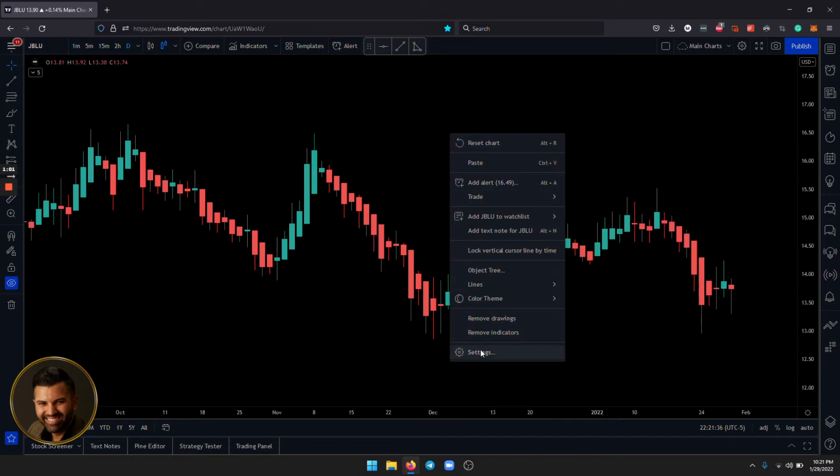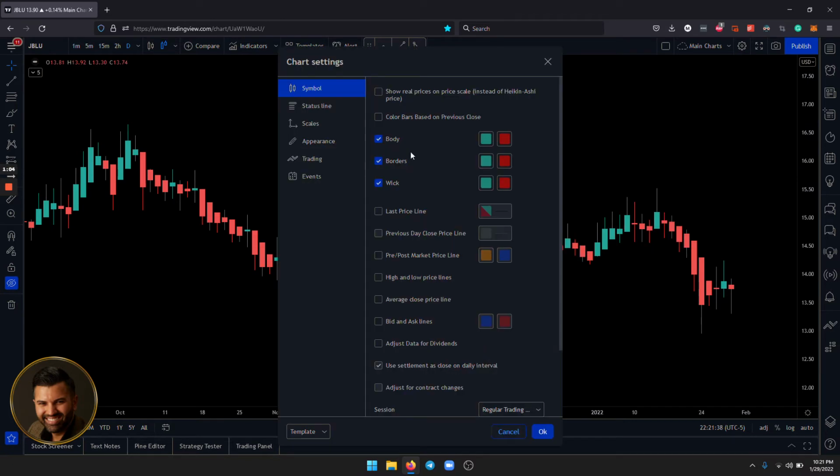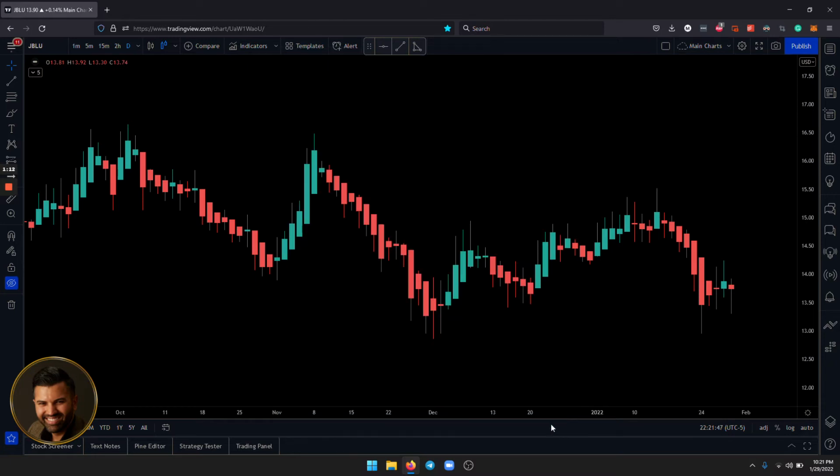Right click. I'm on TradingView, of course. Settings, and you want to go to symbol and click this: show real prices on price scale instead of Heikin-Ashi. Just click that to make your life easier. You're going to get the real prices now. So let's break this down.